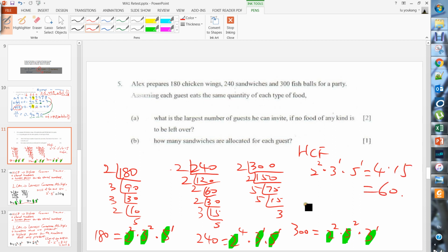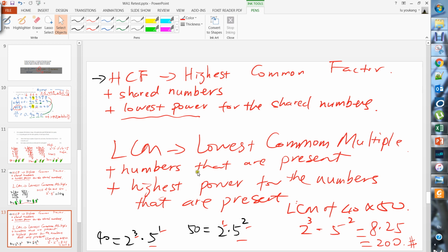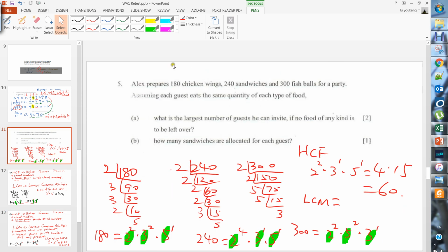For the LCM, as long as it's present, then you choose the highest power. You can actually refer to it: numbers that are present, and then the highest power for these numbers. So you choose the numbers that are present. You have 2, 3, 5, then you choose the highest power. For 2, the highest power is 4, 2, 2, so I choose 4. For 3 it's 2, 1, 1, so I choose 2. For 5 it's 1, 1, 2, so I choose 2.